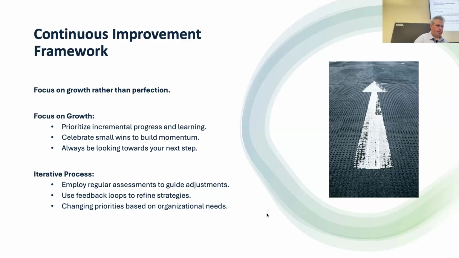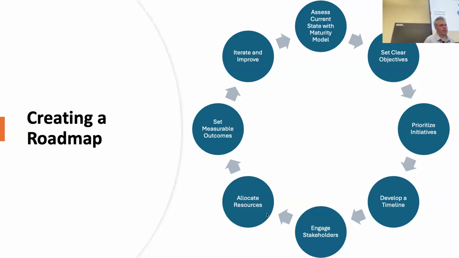And here, this is a standard roadmap. The first step is to assess your current state of accessibility maturity, and then we set clear objectives, priorities and initiatives. This is like the launch steps here. Developing a timeline, engaging the stakeholders, and allocating the resources is kind of integrated. And then set your measurable outcomes, and iterate and improve. That's the optimized stage.